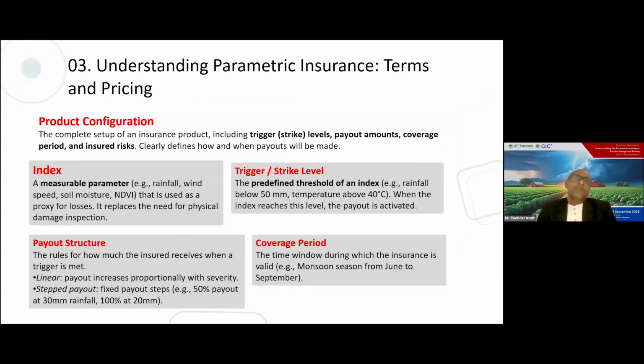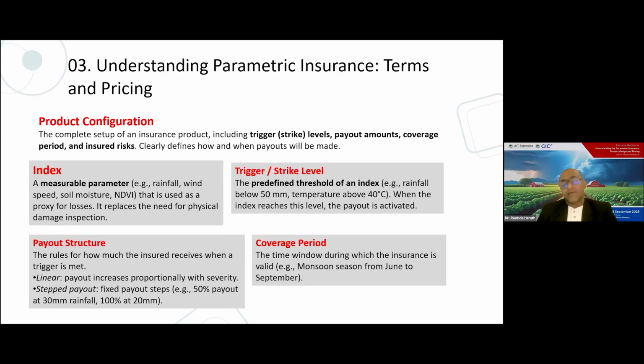Okay. Now we are coming to the most important part of the webinar, understanding parametric insurance terms and pricing. If you are going to go thoroughly into product design and pricing, you have to know these technical terms, many technical terms in index product development. The first one is index. What is an index? An index is a measurable parameter like rainfall, wind, or soil moisture, or any parameter from weather or any other factors, right? But mostly we use weather parameters to define this index.